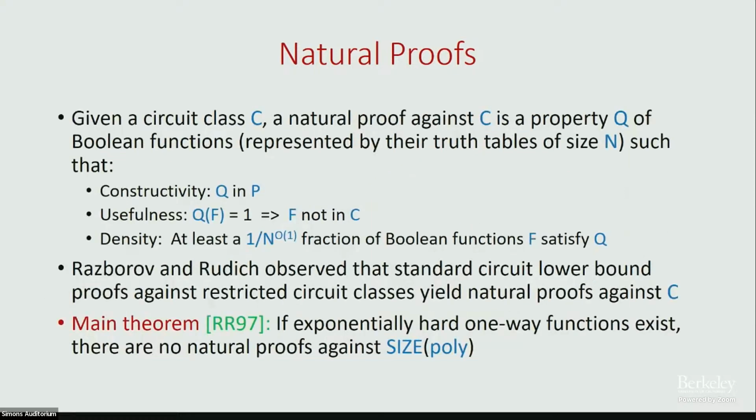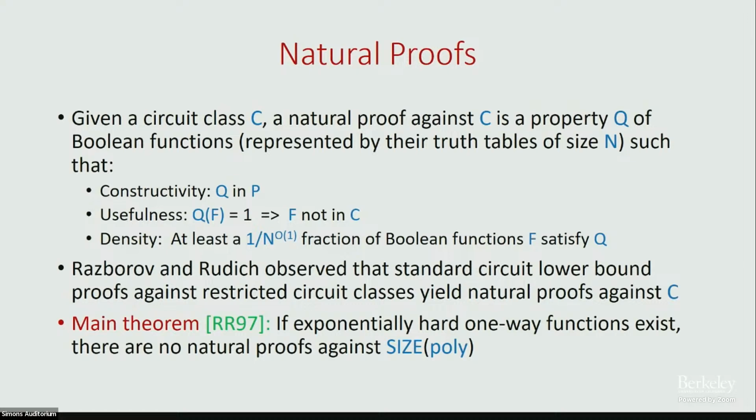So what did Razborov and Rudich show? They showed, first of all, that standard circuit lower bounds, so lower bound proofs against restricted circuit classes, all gave you natural proofs against C. You could extract from these lower bounds natural proofs which worked against this class C. And then they showed that you really couldn't hope to use this to get lower bounds against general polynomial size circuits.